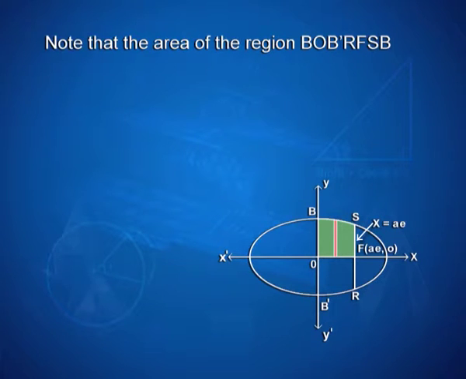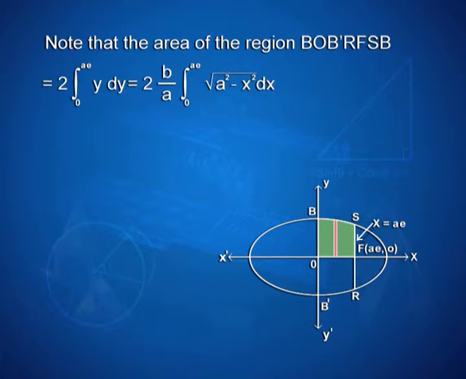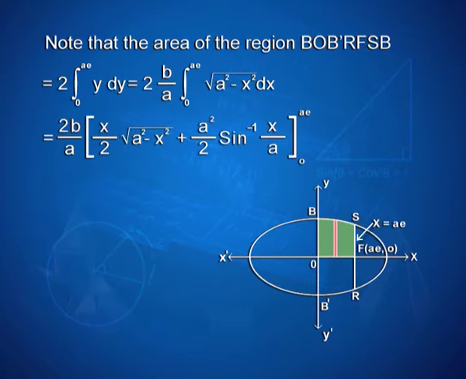Note that the area of the region BOB'RFSB is equal to 2 into the integral from 0 to ae of y dx, which is equal to 2 into b upon a, integral from 0 to ae of square root of a squared minus x squared dx, that is equal to 2b upon a, x upon 2 into square root of a squared minus x squared plus a squared upon 2 sine inverse x upon a, with limits 0 and ae.